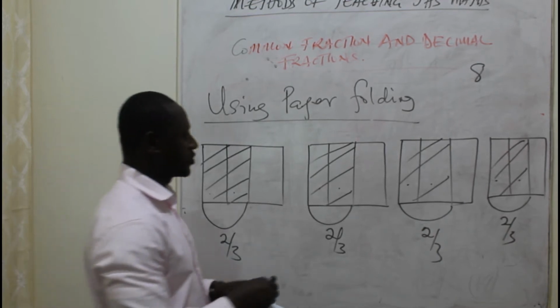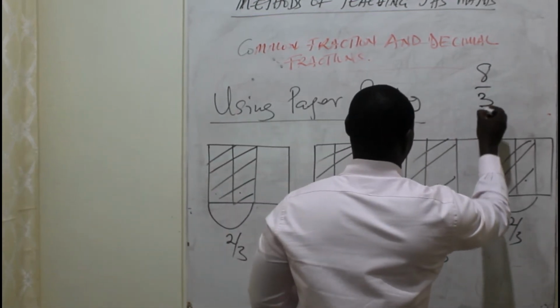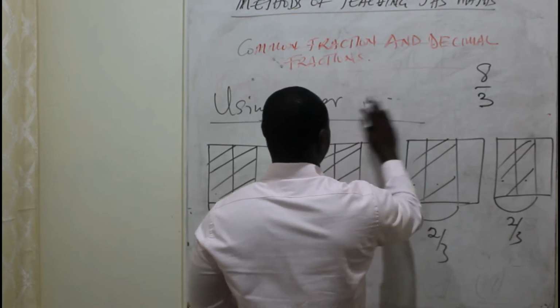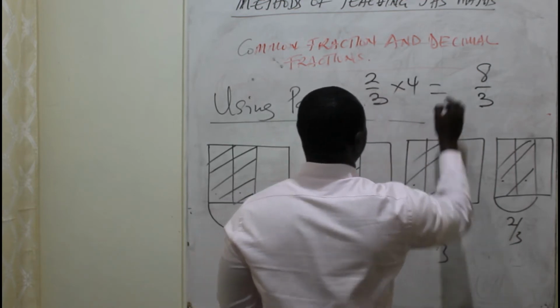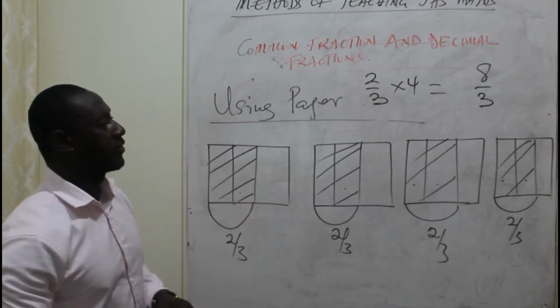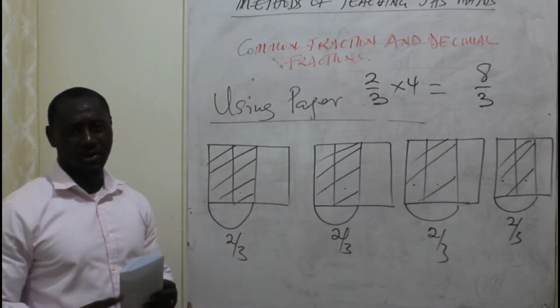And that 3 becomes what? The denominator. And this is telling us that if you have 2/3 multiplying by 4, it's going to give you 8 out of 3. I hope you have enjoyed it.